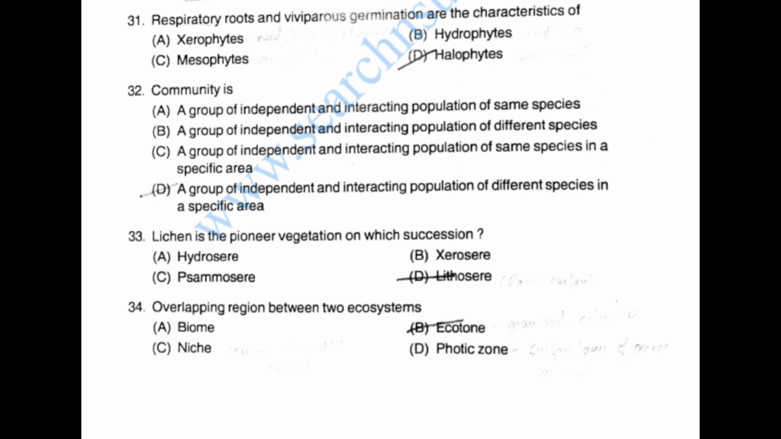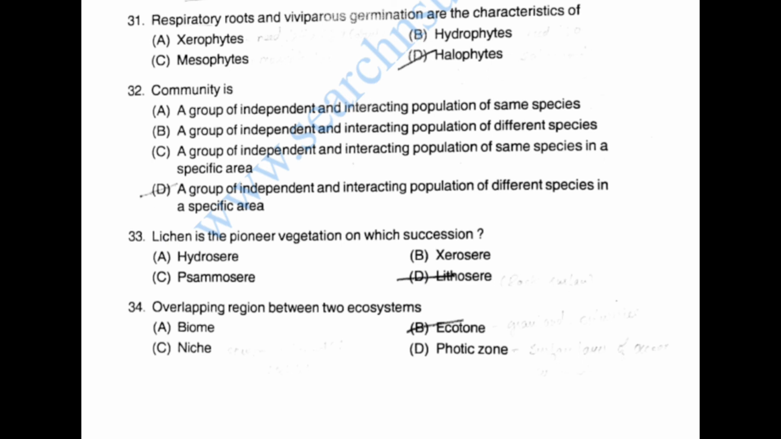Next is question 32. What is it saying? Community. What is a community? Okay. Here we have four answers. You'll have to find the correct answer. Okay. Answer is D. That is a group of independent and interacting populations of different species in a given area. Okay.